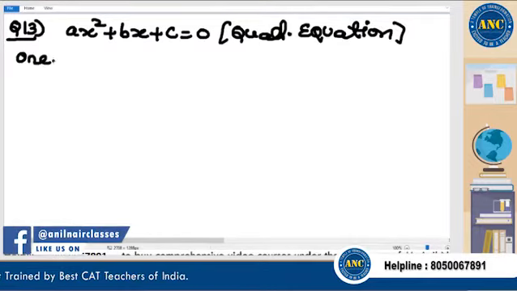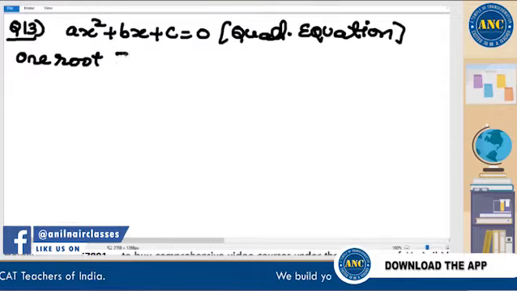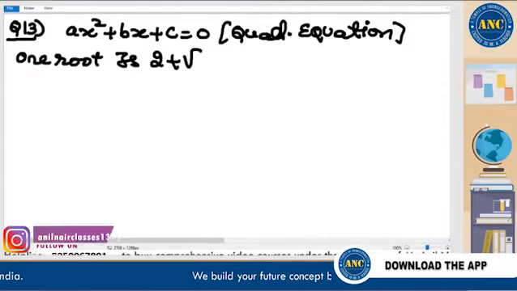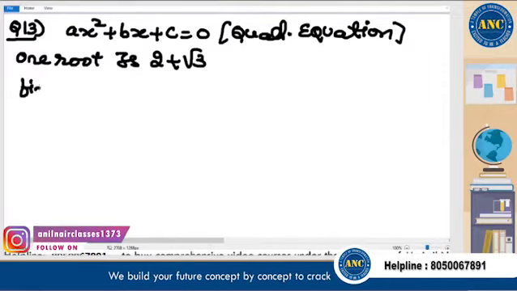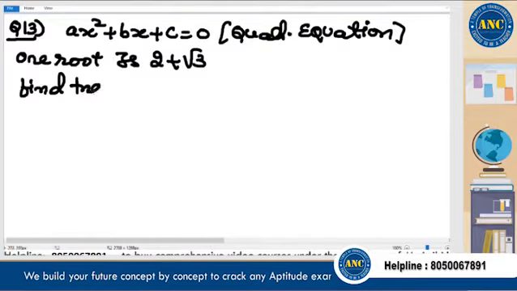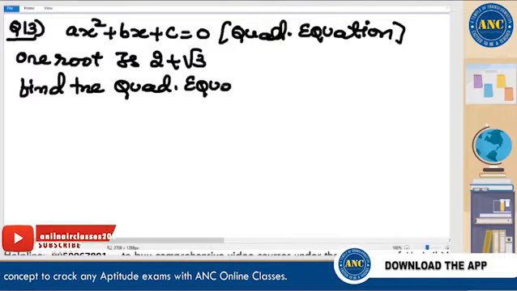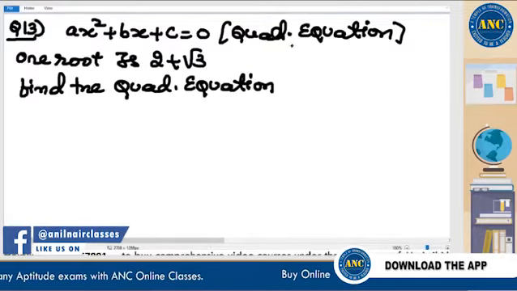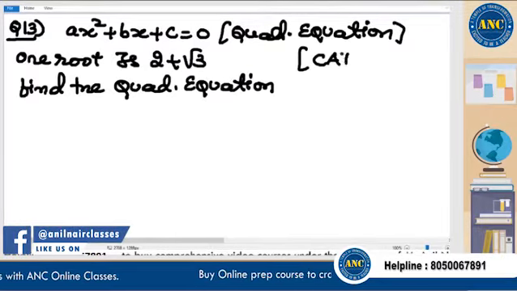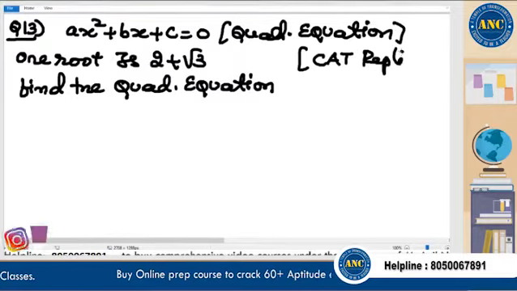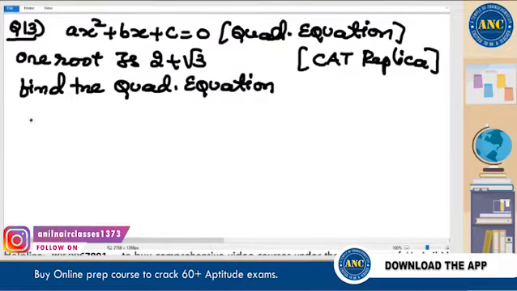One root is 2 plus root 3. Find the quadratic equation. Options I will give. A CAT replica question. We'll start with a conceptual question.